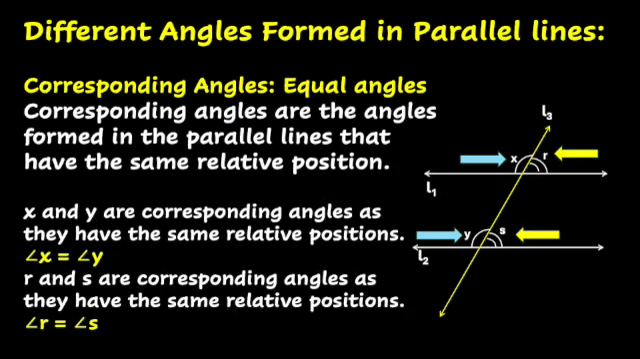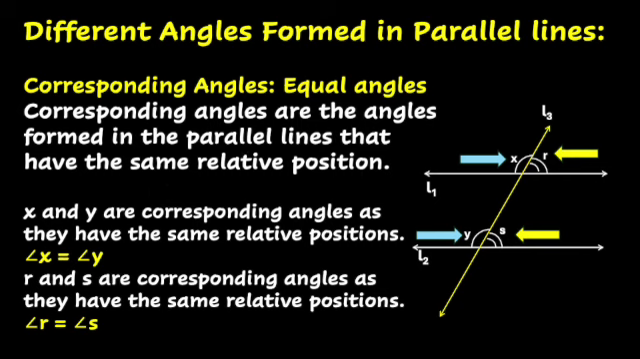Let's now talk about different angles formed in parallel lines. We start with corresponding angles. These are equal angles. So what do we mean by corresponding angles? These are the angles formed in parallel lines that have the same relative position. So have a look at the figure carefully. You can see angle X and angle Y, they have the same relative position. So these are corresponding angles and they are equal to each other. So we can write angle X equal to angle Y.